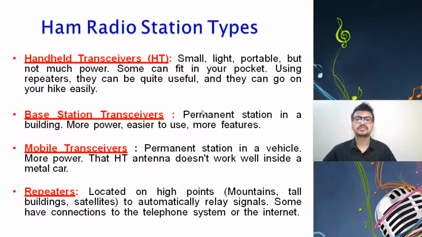The second radio station type is the base station transceiver. A base station transceiver is a permanent station in a building, like at your home, a commercial place, or some office. There is more power if you use alternating current, and it's easier to use.